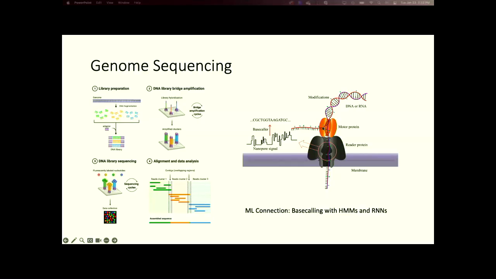Oxford Nanopore's technology, which I talked a little bit about last class, has this reader protein and a motor protein that's unzipping the DNA, pushing one strand through. Then we're putting an electric charge on this pore and reading the output with a microvoltmeter. And then we can either use an RNN or a hidden Markov model to take that squiggle and convert that into a string. So that's the first practical application of deep learning in biology that we'll talk about.